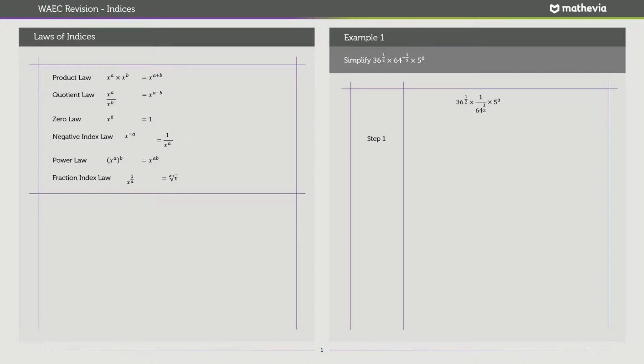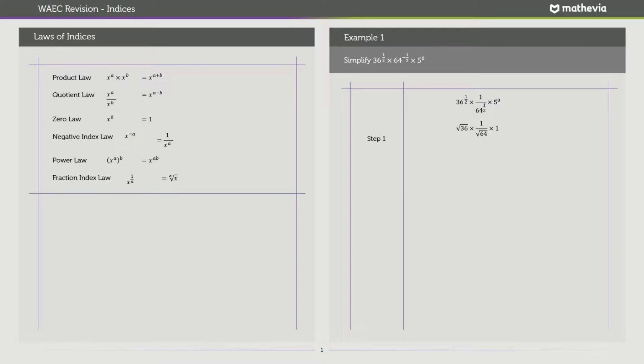So we have 36 to the power of 1 over 2, and then we have 64 to the power of minus 1 over 2, and we just apply the negative index law to that. What we have is 1 over 64 to the power of 1 over 2, and then we have 5 to the power of 0 at the end. Then we apply our fraction index law. Because we have numbers raised to 1 over 2, 64 raised to 1 over 2 as well, we have the square root for both of them.